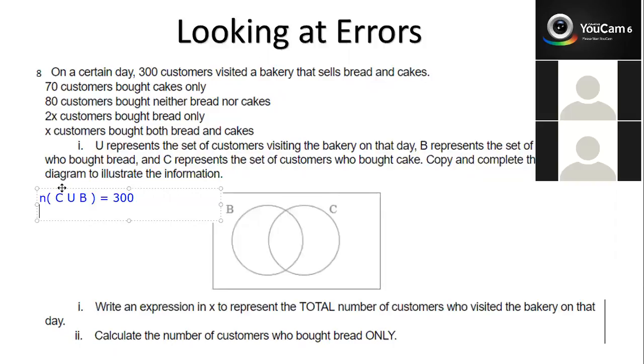Number of elements in C equals 70. Number of elements in what? In C. Equals 70. No, you can't say that, because it's 70 only doesn't mean that it's 70 alone. You remember, say some of them buy bread as well. So you cannot put it that way. It'd be 70 minus X. What would it be? 70 minus X.